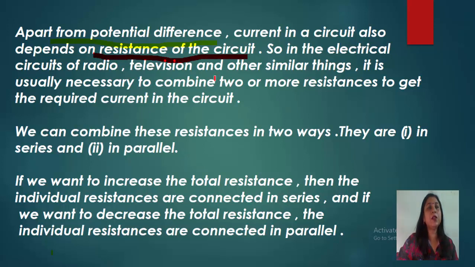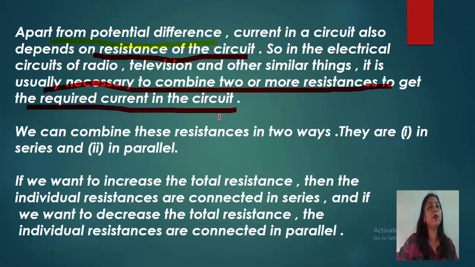In the electrical circuits of radio, television and other similar things, it is usually necessary to combine two or more resistances to get the required current in the circuit. As you all know, the current which is supplied to our home is the same, but the different appliances at our home need different amounts of current to flow through them. So this arrangement is made by the combination of two or more resistances.